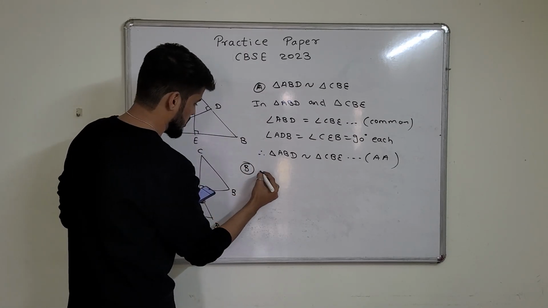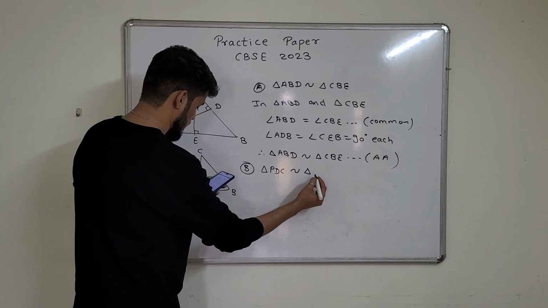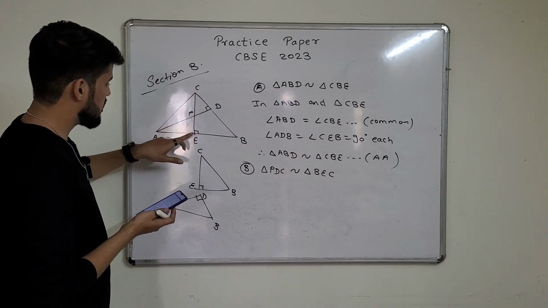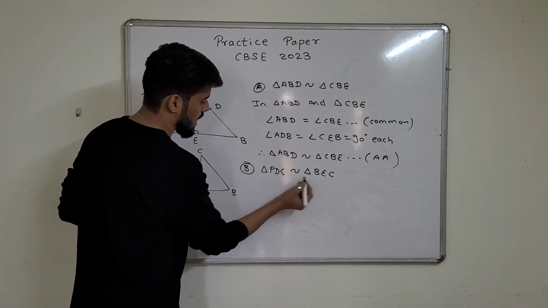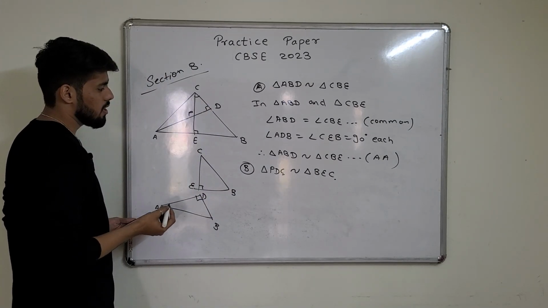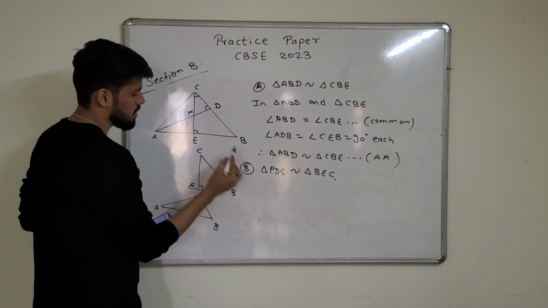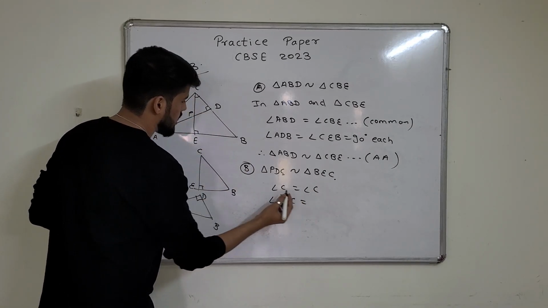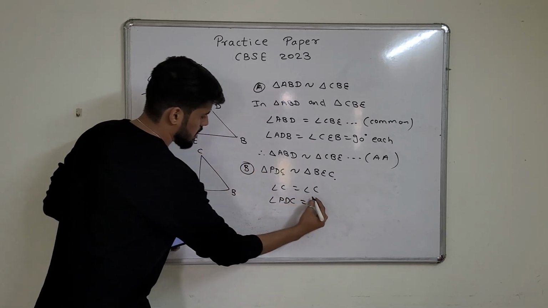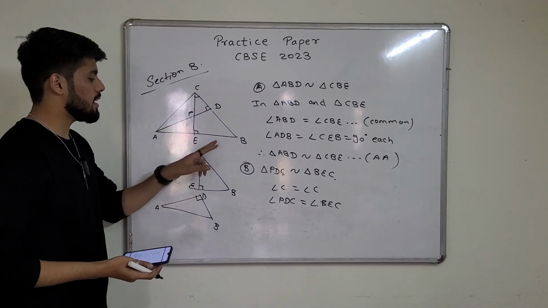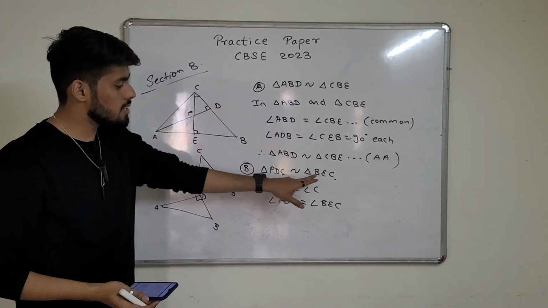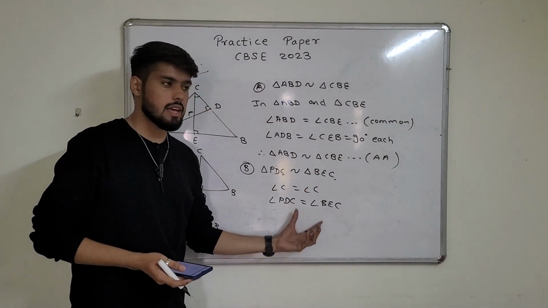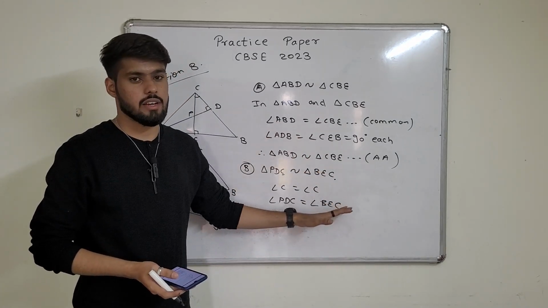The question is, triangle PDC is similar to triangle BEC. So where is triangle PDC? The triangle PDC and triangle BEC. If you look carefully, again angle C is the common angle, and angle PDC equals angle BEC, that is 90 degrees each. BEC is also 90, PDC is also 90. So again both the triangles are similar by the AA test of similarity. Very simple question. You will have to write the names of all the angles in full. I am just giving you the short solution just for the sake of understanding. In the paper you will have to write the solution in full detail.